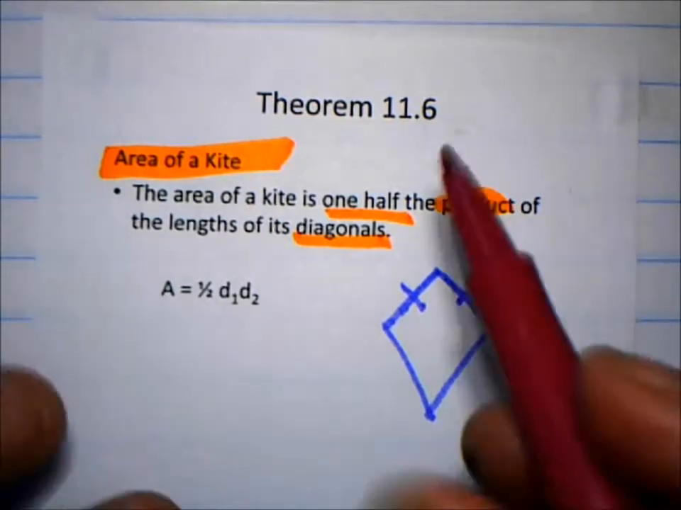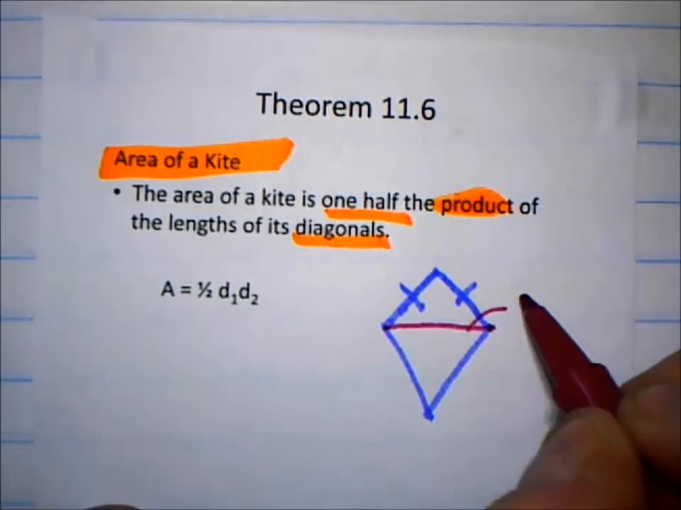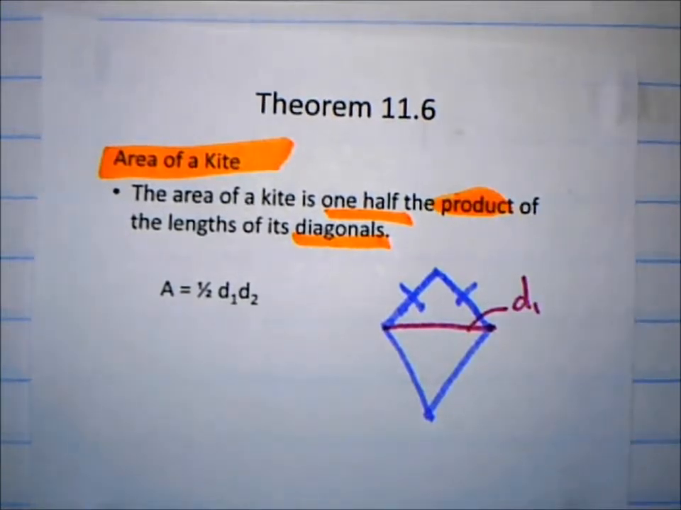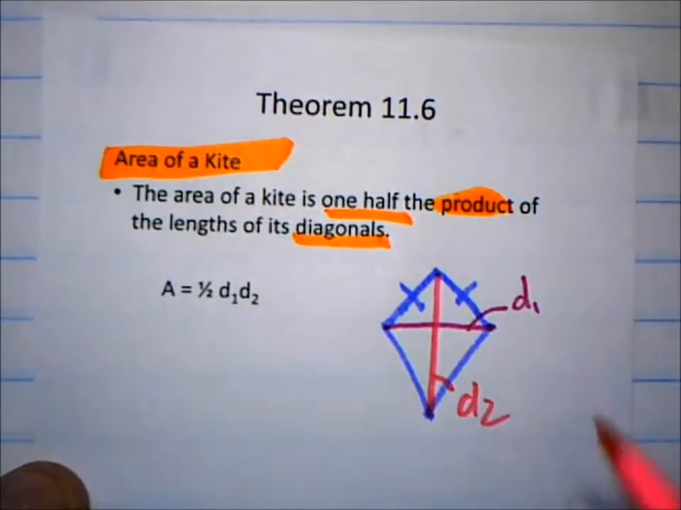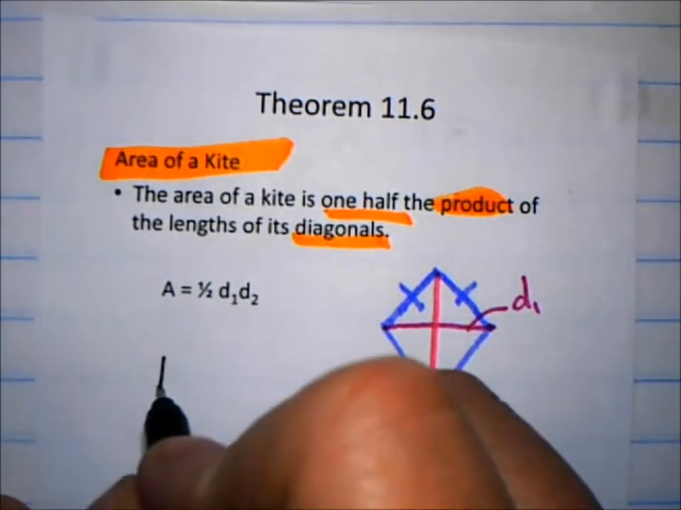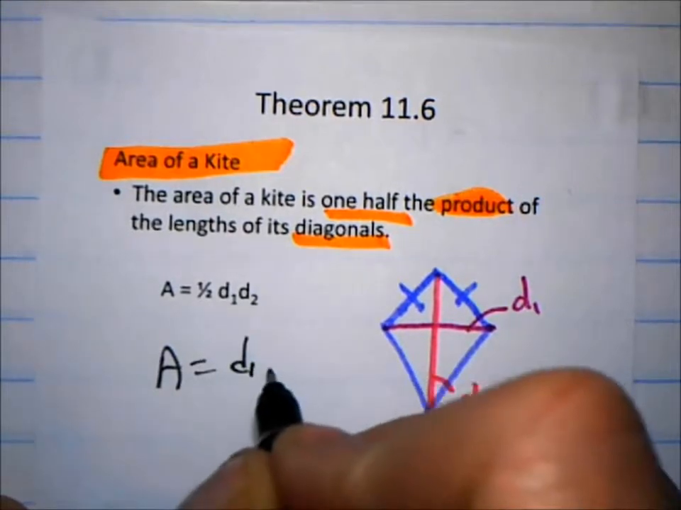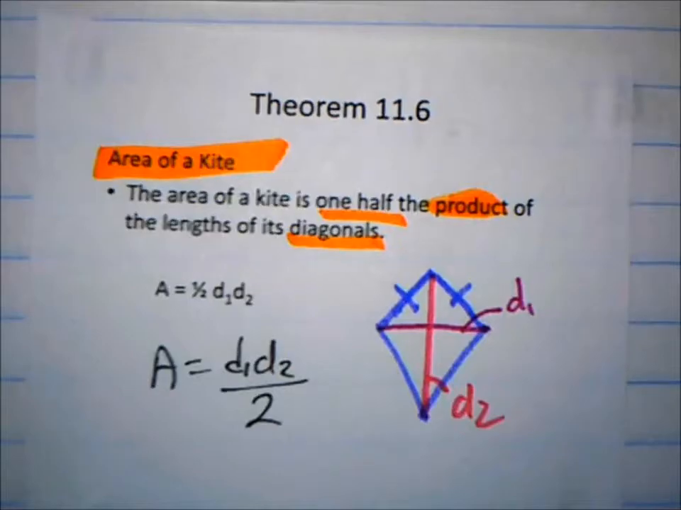The diagonals, that would be like D1, and then the other diagonal going all the way down the center would be D2. So you would find those two lengths, multiply them together, and divide by 2. So your alternate formula is just like the rhombus, D1 times D2 divided by 2.